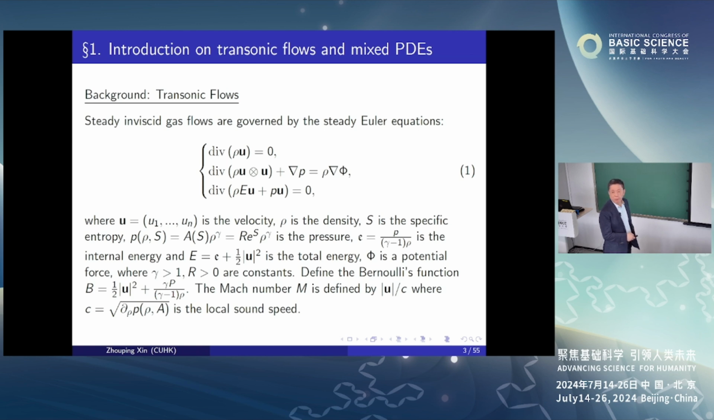The Bernoulli function will be very important in the discussion, okay? In the case of phi equals 0, this is the Bernoulli function, but if you have a phi, you have to put a phi here also.